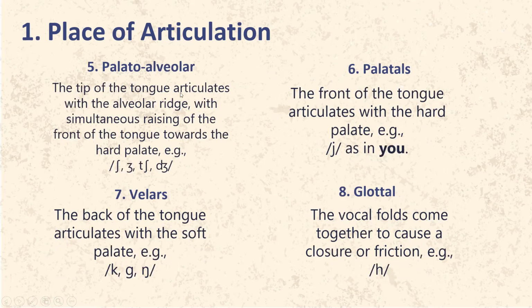So here we have the same process, right? Then, simultaneously, meaning at the same time, this movement happens: the rising of the front of the tongue towards the hard palate, like the sound sh, ch, and j. So the tip of the tongue articulates with the alveolar ridge, with a simultaneous rising of the front of the tongue towards the hard palate. It is really easy, okay?